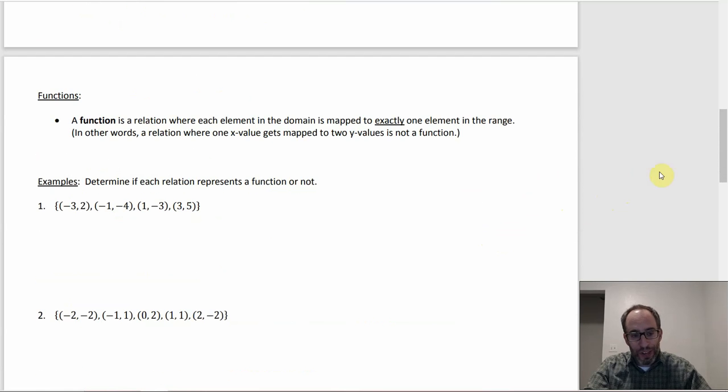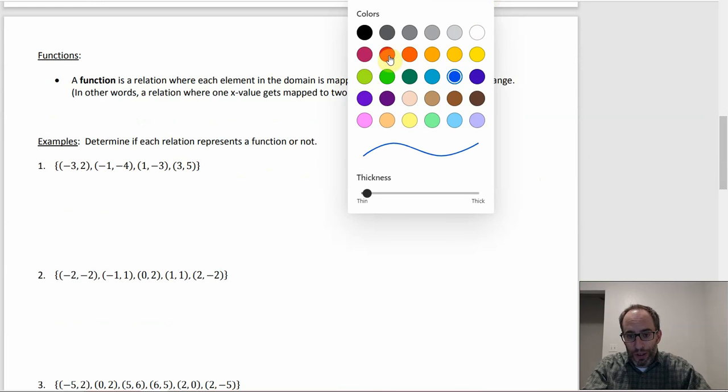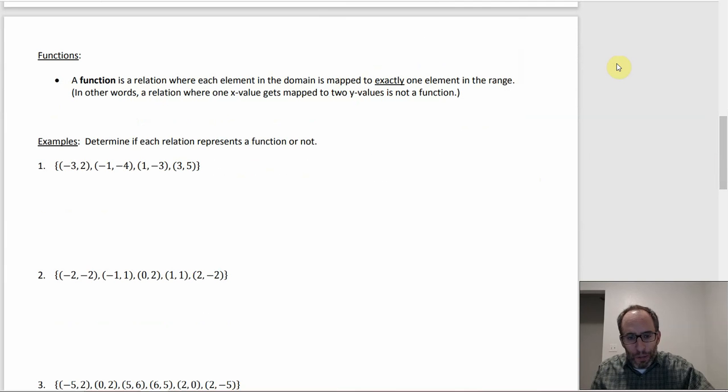So functions are relations, but a function is only going to be a relation when each value in the domain is mapped to exactly one value in the range. So the thing that you can't have, if you're checking to see if a relation is a function, the thing that you want to look for, if I do this with a different color, is right here, where one x value gets mapped to two y values.